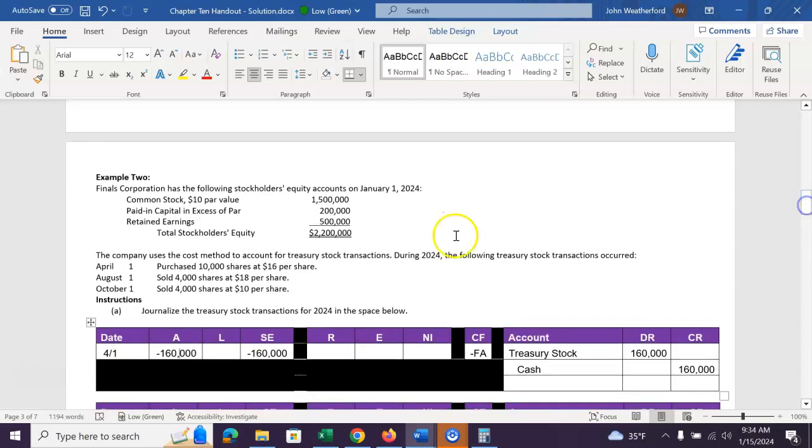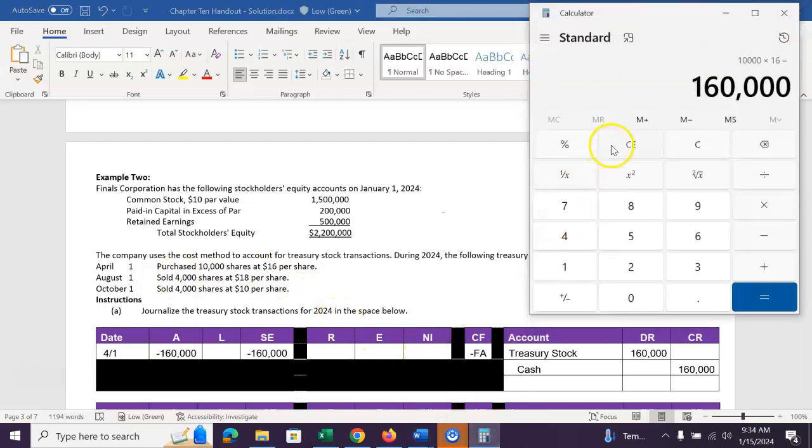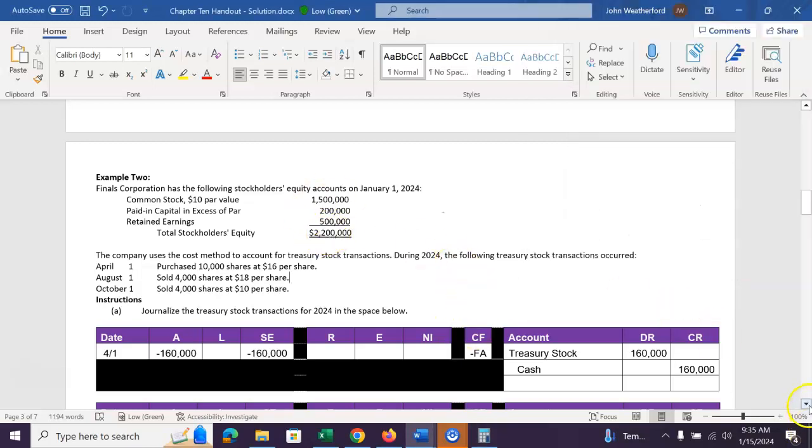All right, next, we sold 4,000 of these treasury stock shares at 18 per share. Okay. Well, first we're going to receive that much cash, right? 4,000 times 18. So 4,000 shares at $18 per share. That's going to be $72,000 that they receive. So that will be our debit to cash.